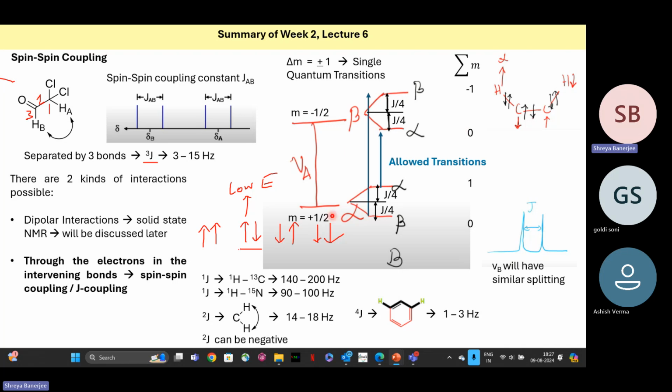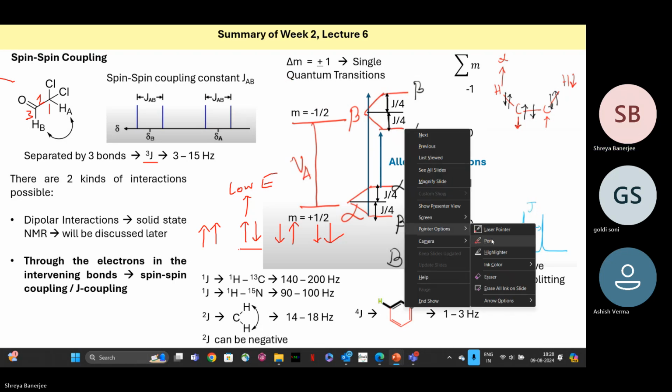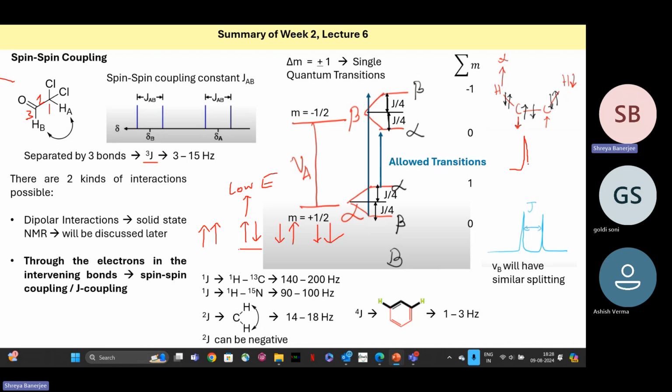So upward transition and downward transition between the same energy levels are considered the same transition. So there are only two allowed transitions. Earlier there was only one allowed transition, so we were getting a spectra like this. Now there are two allowed transitions, so this spectra will split up like this, which is what we are observing.